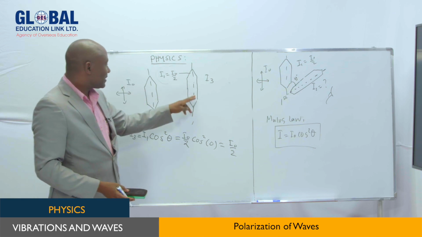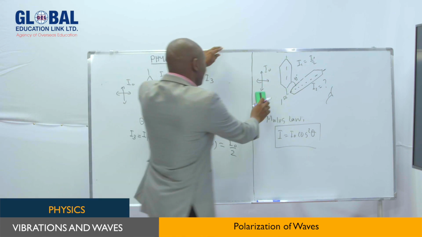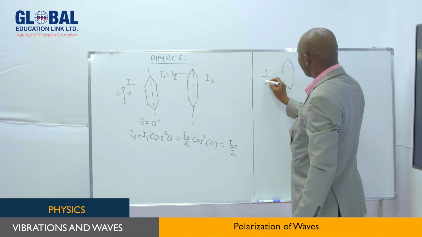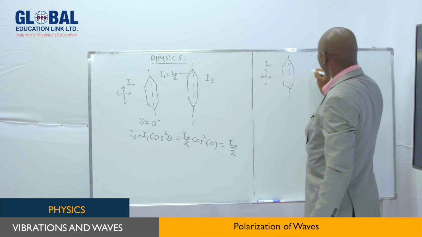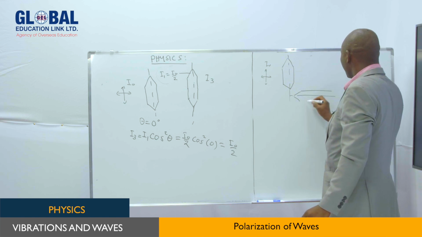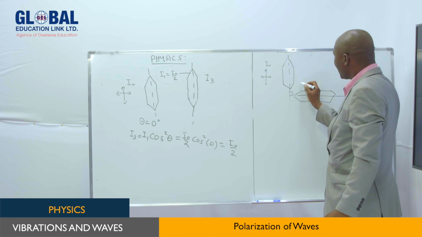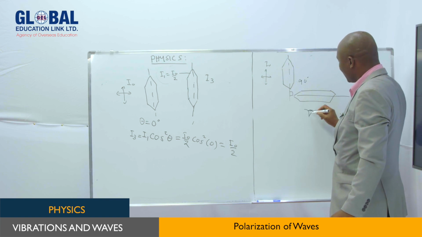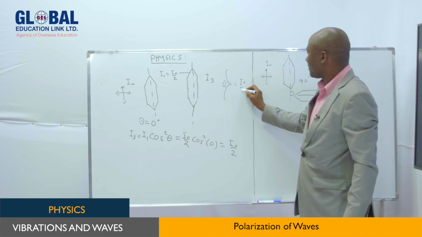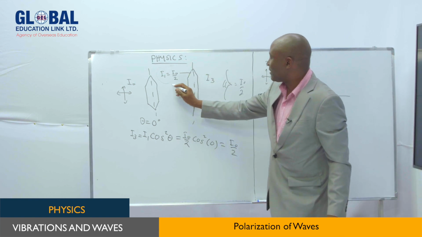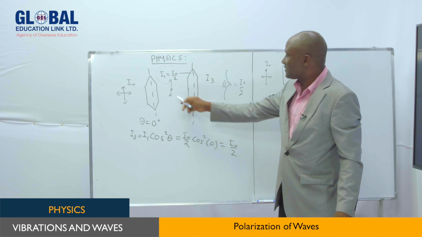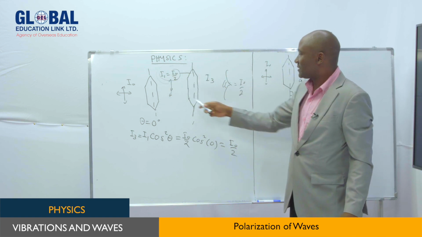Now, what happens when the second polarizer is at a right angle? Let's prove what happens. If this was our I naught, now the two polarizers are at right angle. The angle here is 90. How much will be transmitted here? We saw that the amount here will be equal to I naught over 2, because the component which has been transmitted here is vertical. This vertical component is parallel to the transmission axis, so the same amount will be allowed.